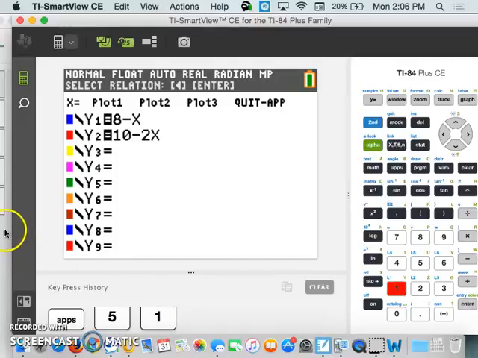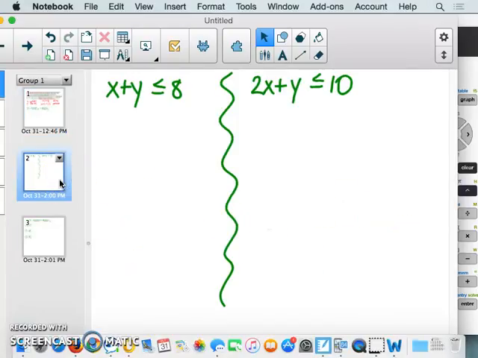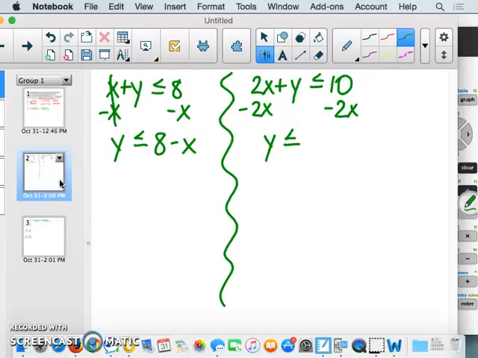So let's go back so I can show you how to write our constraints in y equals form so we can put them in the calculator, and that's on this slide here. Remember that we want it in slope-intercept form, so that means we have to get y by itself. So we subtract x from both sides, so y is less than or equal to 8 minus x, because the x's cancel here. And in the other one, we subtract 2x from both sides, so y is less than or equal to 10 minus 2x. And then those cancel there.